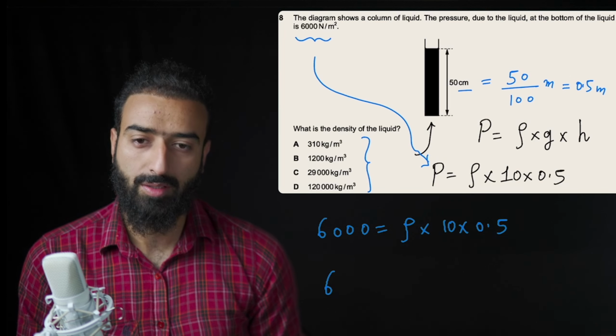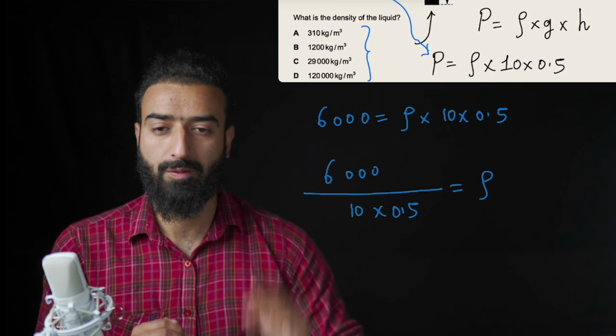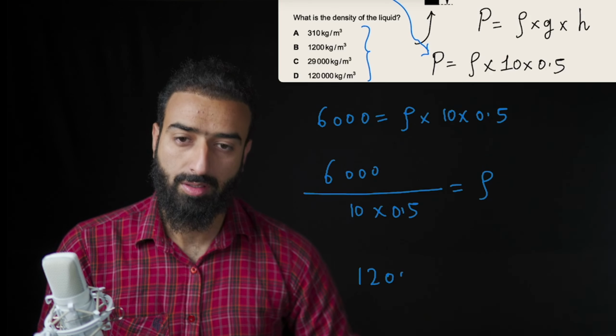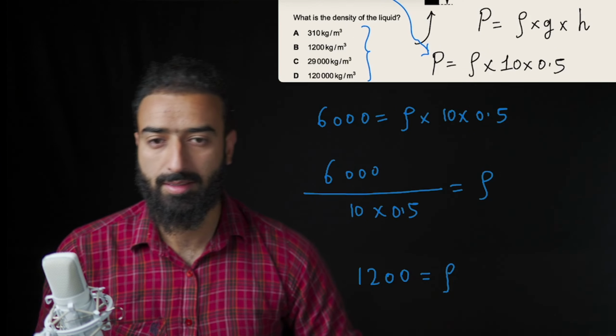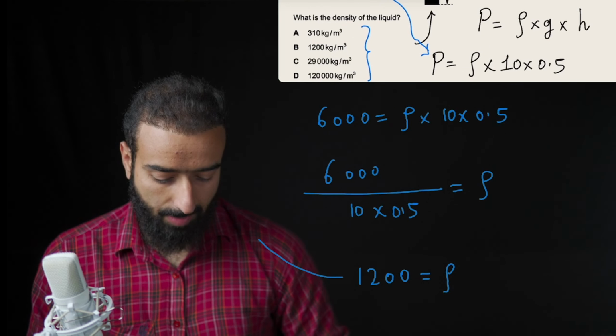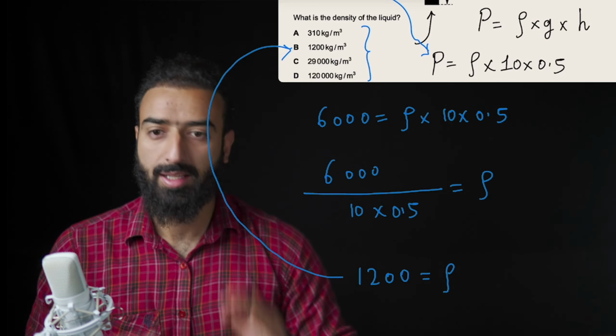We can rearrange this equation, and if we solve this, we get 1200 equals the density. Which is the correct option? That matches option B. Okay, so we are done with this. Let's move on to the third one.